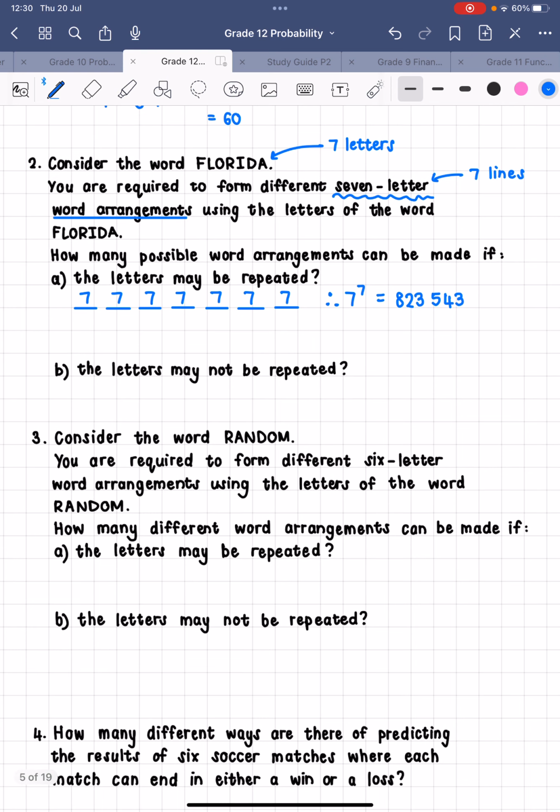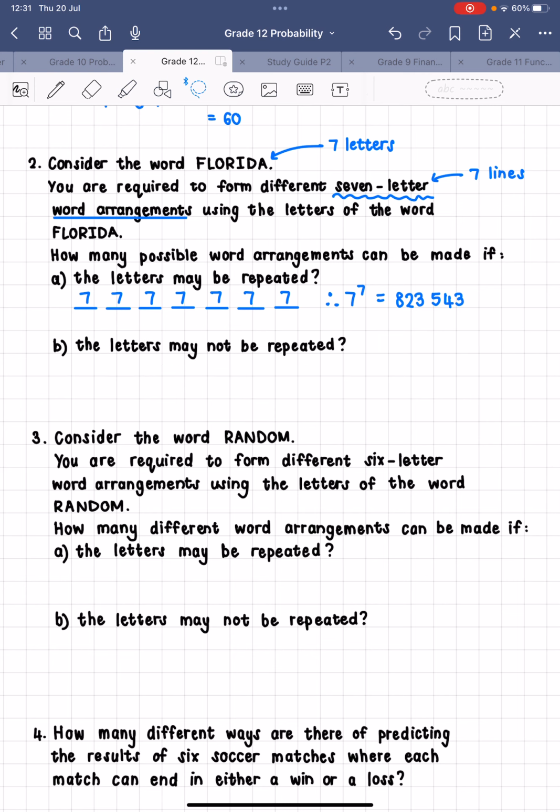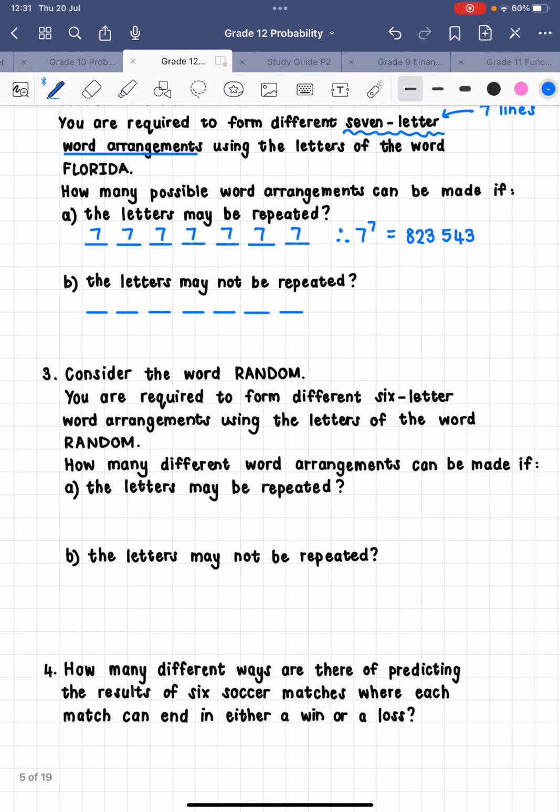Now the next one. How many can I make if the letters may not be repeated? Again, guys, how many letters must there be in these words? 7. So again, let's draw 7 lines. And guys, if you can eventually do these questions without drawing the lines, that's fine. Just even for me when I do these questions, it just makes it a bit clearer to actually see what we're working with. Okay, now the letters may not be repeated. So that means that if you put the F as the first letter, you can't have another F anywhere else. Right? Does that make sense? Or if you put the A first, you can't have another A anywhere else.